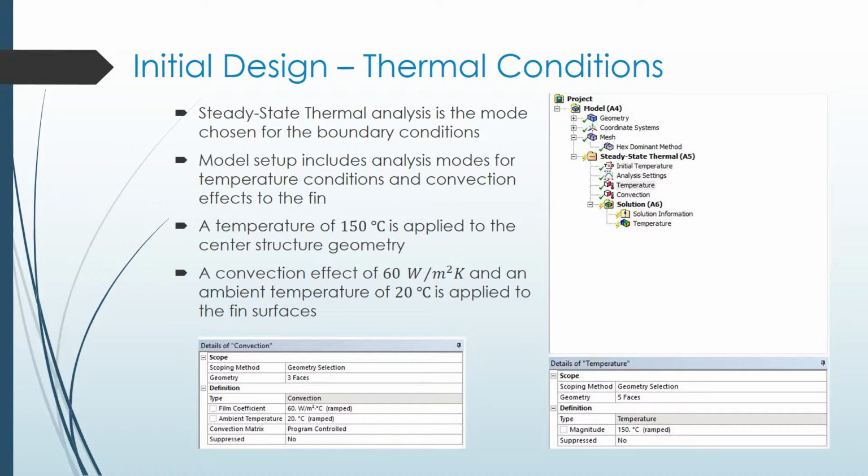To complete the setup for analysis, boundary conditions are applied as a steady-state thermal analysis. The base of the structure is prescribed a temperature of 150 degrees Celsius. Additionally, convection is applied to the entire structure through the convective heat transfer coefficient and ambient air temperature. The loads are defined as a ramped input so that the steady-state cooling is observed in the solution.